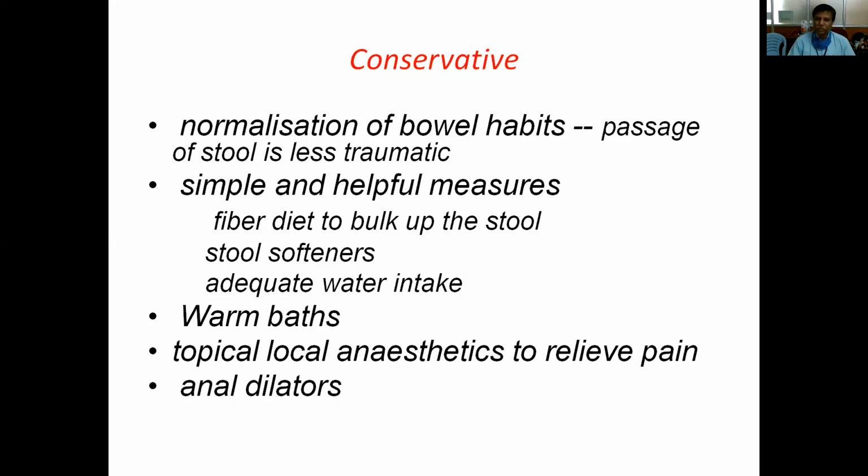Normalize the bowel habits. If he is constipated, treat the constipation. If he is dysenteric, treat the dysentery. See that normal soft stool passes. To achieve this, simple and helpful measures are fiber diet to bulk up the stool. Increase the amount of fiber in the diet. Ask him to take a lot of vegetables, leafy vegetables and other vegetables which contain fiber.